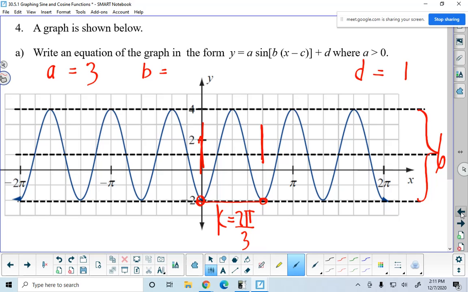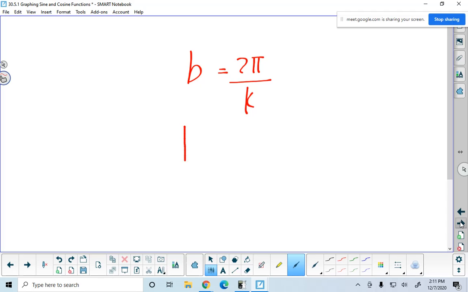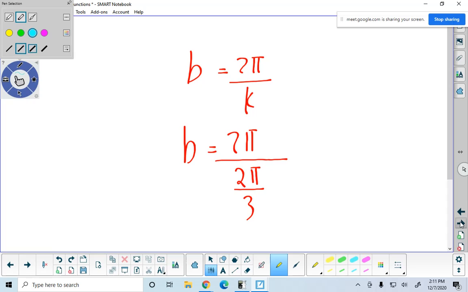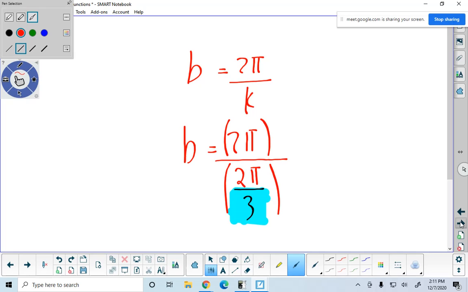So what I'm going to do is take 2 pi over 3 and put it in for the period. So we have b equals 2 pi over 2 pi over 3. And this over 3 is really the problem here. We don't like complex fractions. So what we're going to do here is multiply the top of this and the bottom of it by 3 so that those 3's cancel. And the 2 pi's cancel, we're left with b equals 3.